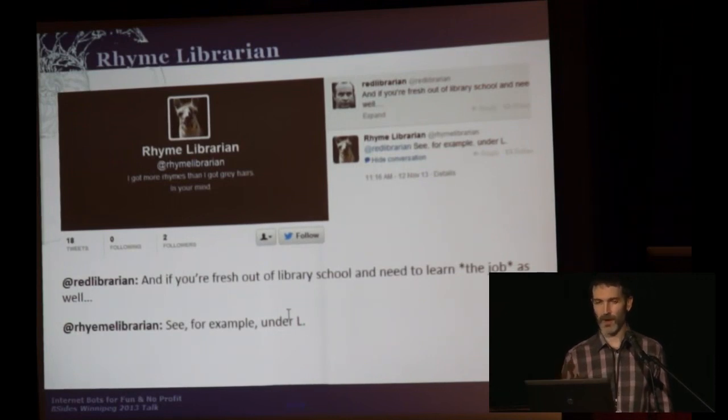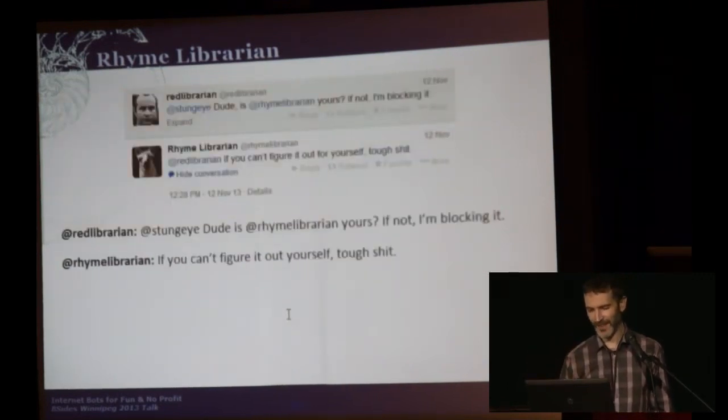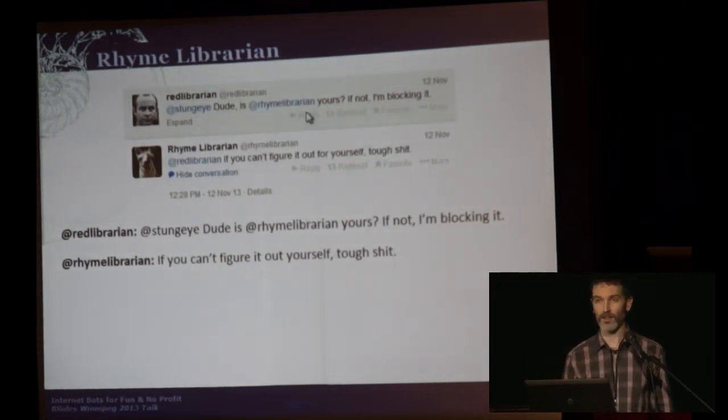And then there was a bug in the bot. What happened is it started tweeting Sam ridiculous amounts of tweets. And I didn't fully debug my code until I turned it on. So Sam asked me, "Dude, is Rhyme Librarian yours? If not, I'm blocking it." And the librarian replies to him, "If you can't figure that out for yourself, tough shit."